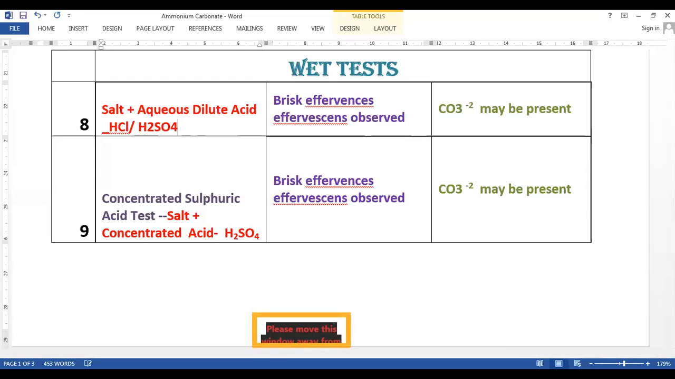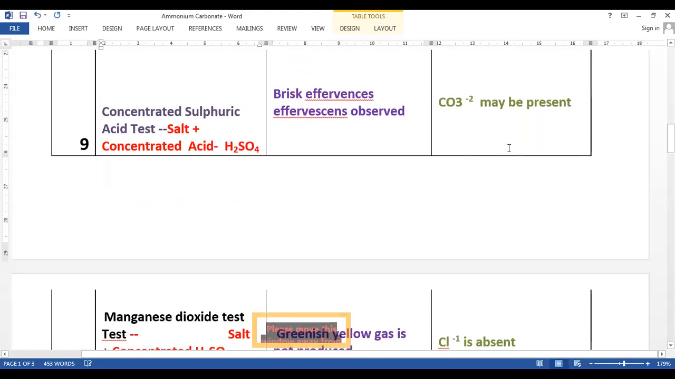We have also used H2SO4. When we add the dilute acid to the salt, we can see the brisk effervescence is produced, and this brisk effervescence gives us the presence of CO3 minus 2. So we can say here that CO3 minus 2 may be present. We can also go for the concentrated sulfuric acid test. If we take salt and add concentrated acid like sulfuric acid, we may also get brisk effervescences, and that confirms the presence of CO3 minus 2.